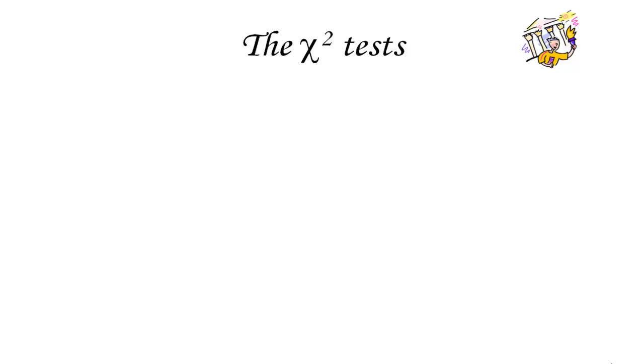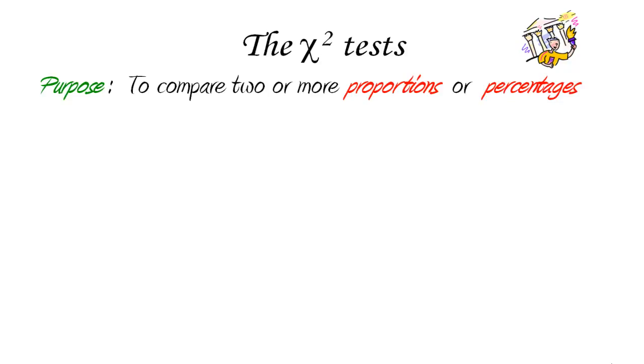As we've seen before, in order to understand these tests, we have to go through the 4 features and try to identify what they are in this particular case. So let's do that. The purpose of chi-square tests is to compare 2 or more proportions or percentages. Of course, we know that proportions and percentages are really the 2 sides of the same coin, so we're not really looking at 2 different things.